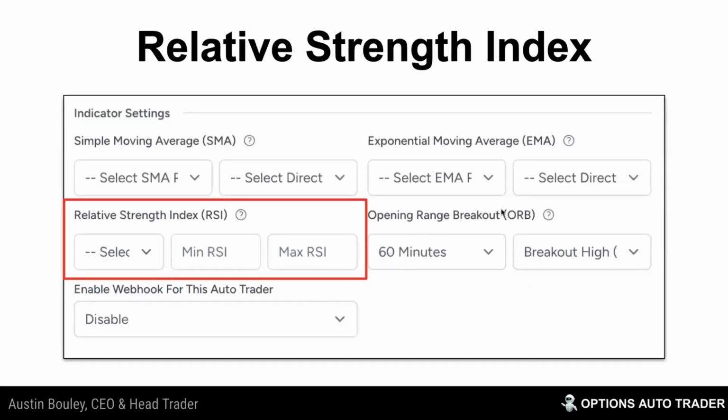Here's the relative strength index. Again, we have multiple different time frames to select from. You can pick the RSI on the 1 minute chart, on the 1 hour chart, on the 1 day chart, whatever it is you're looking at, and then have the min and max.